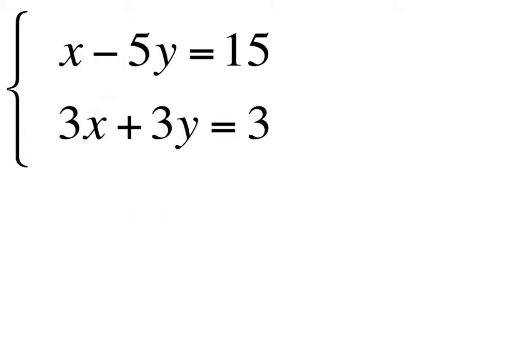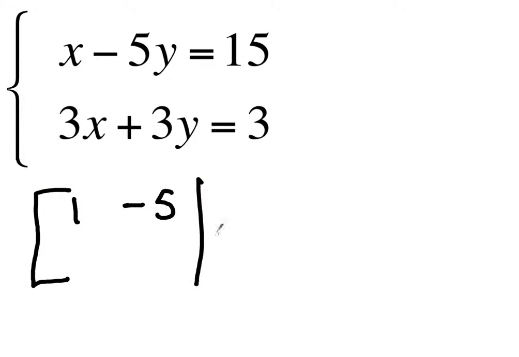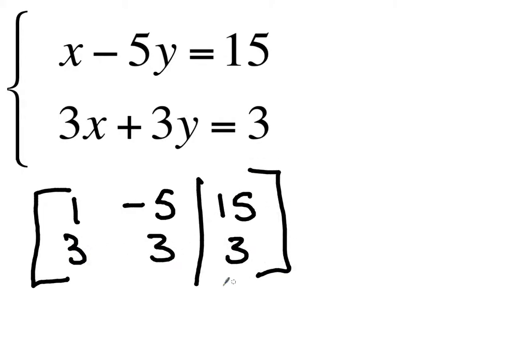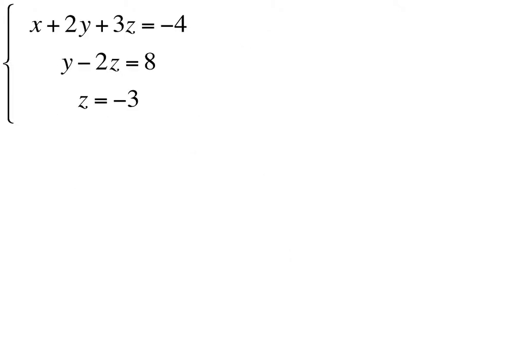So I want you to pause the video and try to write this one out. And you should have written 1, negative 5, 15, 3, 3, 3. And I'll do this one in an extra help video.